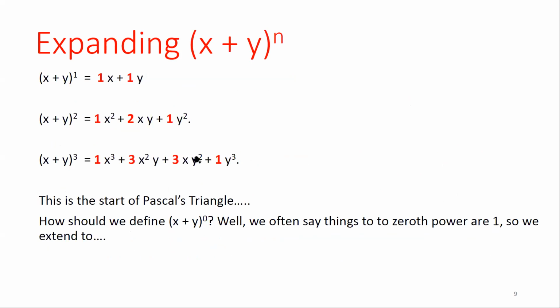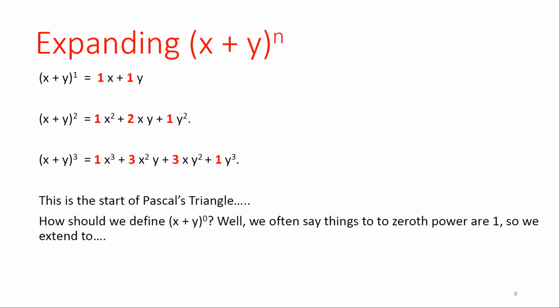Now, we did x plus y squared and x plus y cubed. We could have also done x plus y to the 1st, which is pretty easy. It's just x plus y, or 1x plus 1y. And you can see the Pascal triangle. And if you do it to the 0, well, what should anything to the 0 be? 1. It should just be 1.